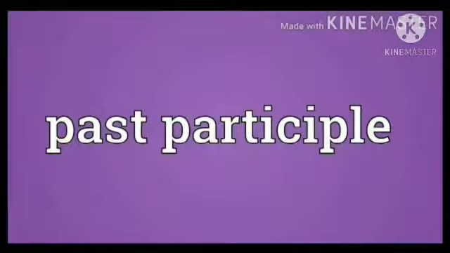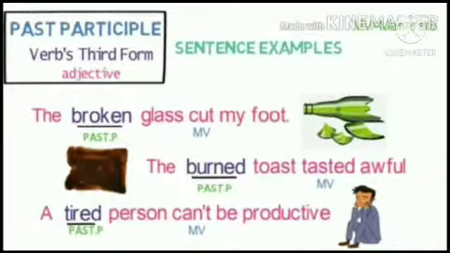Now, let us study what a past participle is. See, past participle verbs act as an adjective but they are the third form. In the sentence, you can see it is written, the broken glass cut my foot. Now what is cut? Cut is the main verb and broken is what? It is describing the glass. Therefore, broken is acting as an adjective and is a past participle.